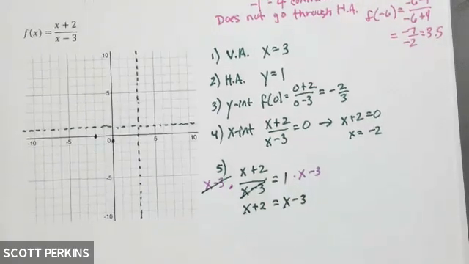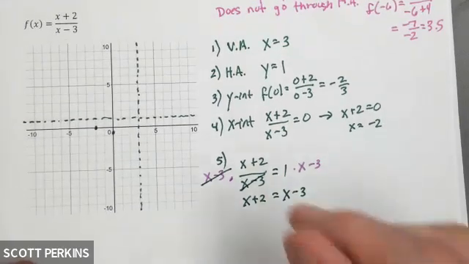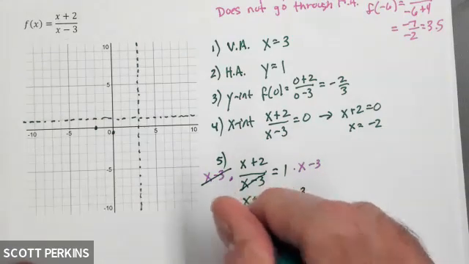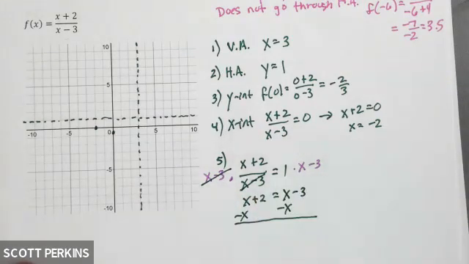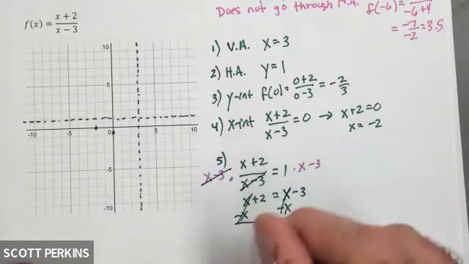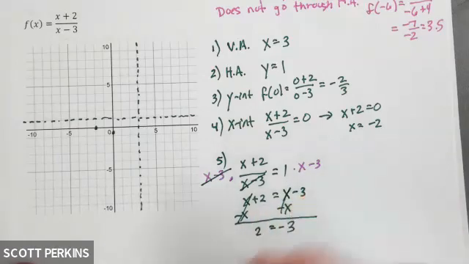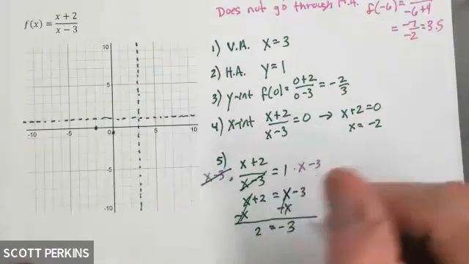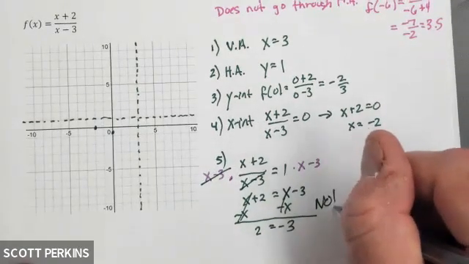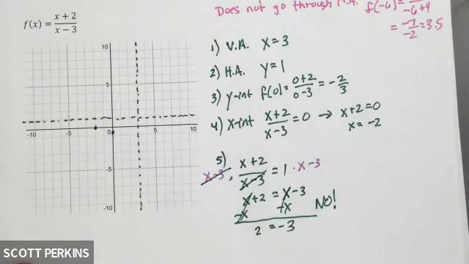And when I go to get all of my x's on the left by subtracting, I see the same thing happen here as happened in the previous example. I end up with a contradiction. So since that's a contradiction, 2 is never equal to negative 3, then I can answer definitively no. This does not go through the horizontal asymptote.